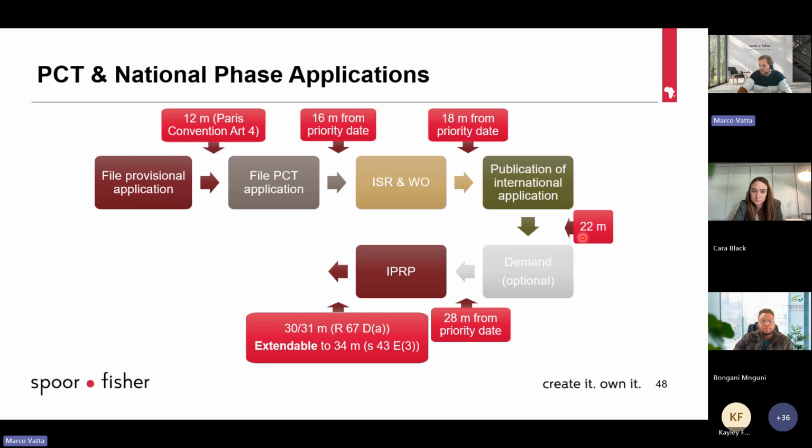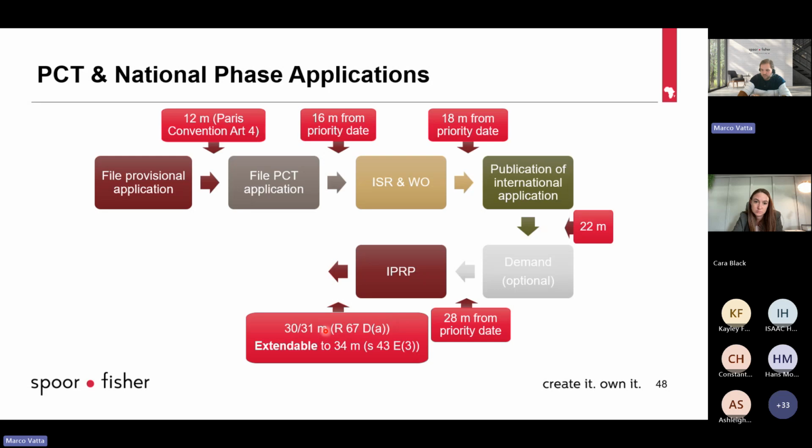Okay, so after this entire process has taken place, the applicant is then required to nationalize the international application in the various countries where they seek protection. And they need to do this within 30 or 31 months from the provisional application's filing date. So it's very important to keep note of when these dates take place. So it's 30 or 31 months within which to nationalize the application from the provisional application filing date.